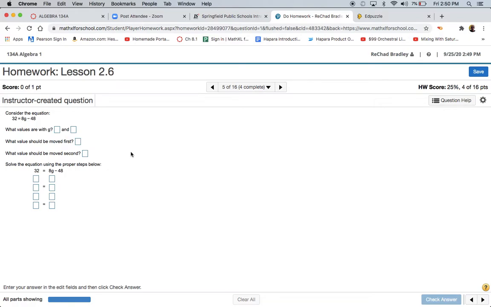Now we get to the solving part, which means that we just need to make sure we are careful. As you can see, my computer's about to die, so give me just 1 second to plug this thing in.